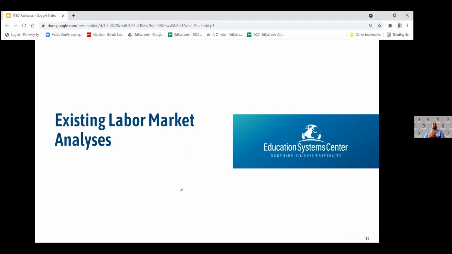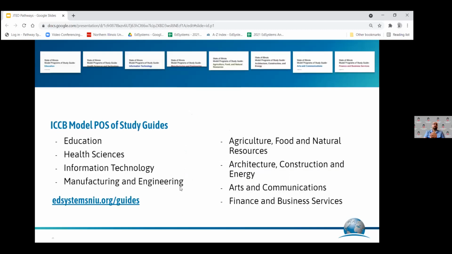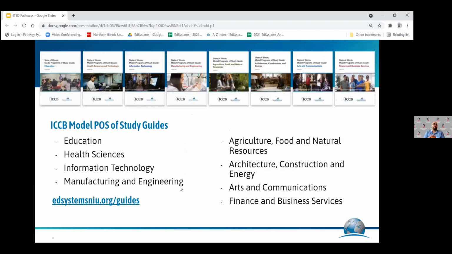Now, for those of you thinking, man, do I really have to do this deep dive labor market analysis for my job program or something? You don't have to, because we've maybe done some of this, and there are some avenues where this has already happened that you can look at for yourself, right? So as a part of a project for the Illinois Community College Board, my organization, Education System Center, did an analysis of the labor market for 8 industry sectors throughout the state and linked those industry sectors to community college training programs and providers, right?